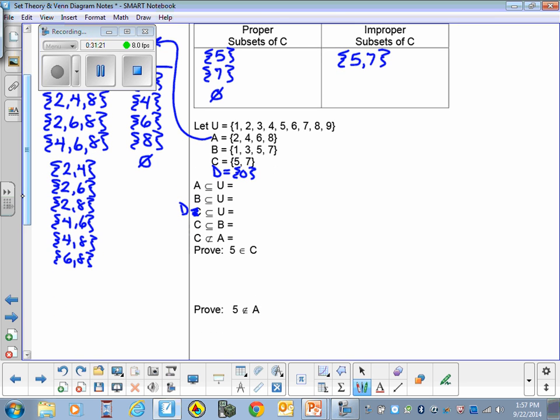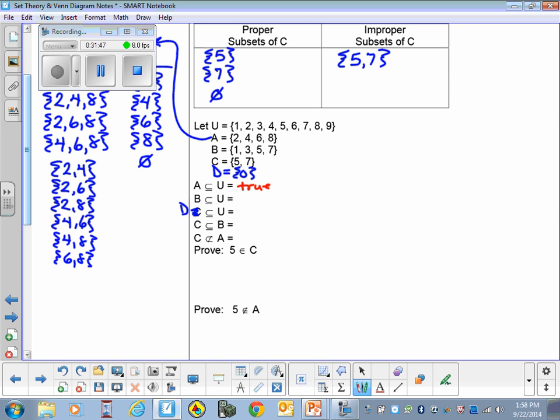Alrighty, so this is a true or false question. Is A a subset of our given universe? Is every element in A also in our universe? True. 2, 4, 6, 8. They're all there.